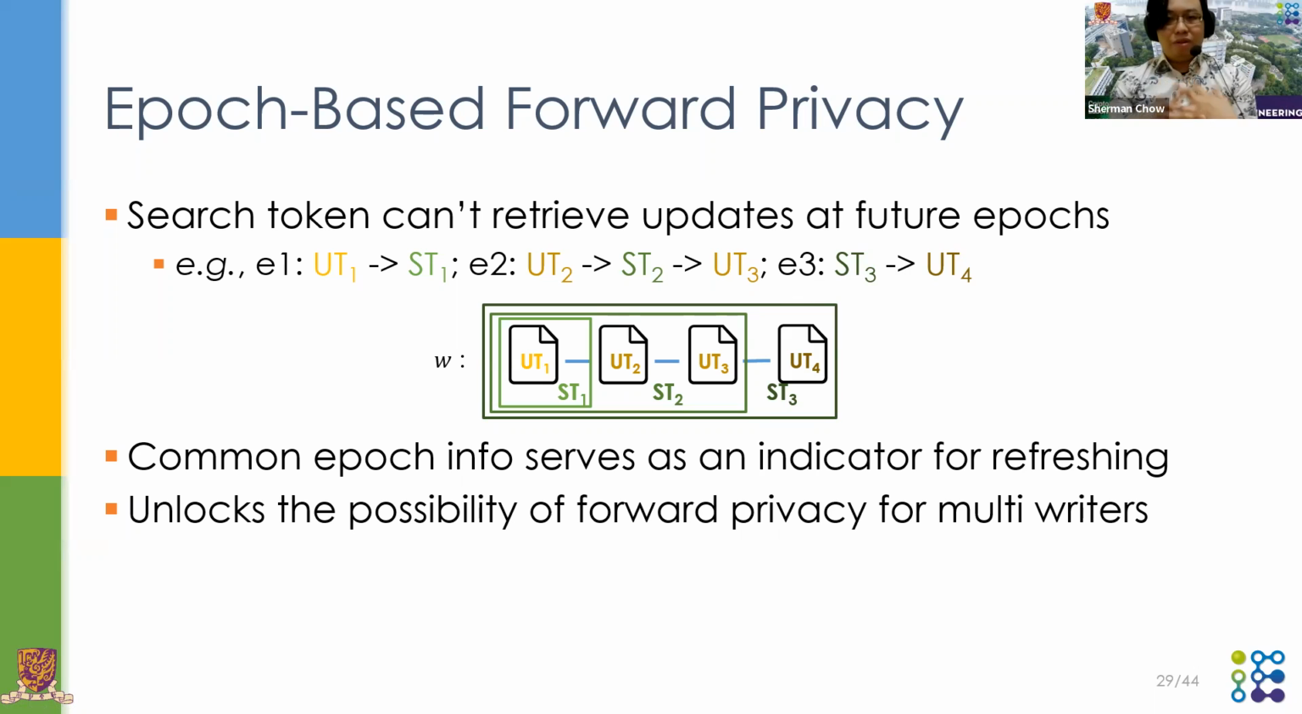So then, yes, this common epoch information will serve as an indicator for reflection, which is the hurdle I tried to argue before. The writer does not know what the reader is up to, but now they can always refer to this loosely synchronized clock given the current epoch information. In that sense, that is the thing which tries to unlock the possibility of achieving some form of privacy in the multi-writer setting.